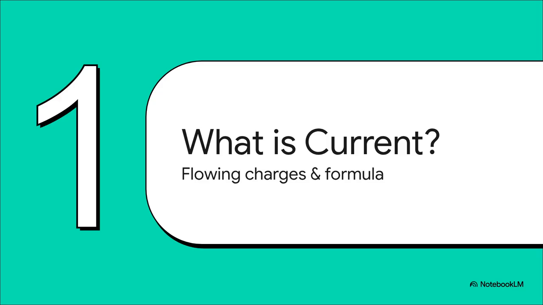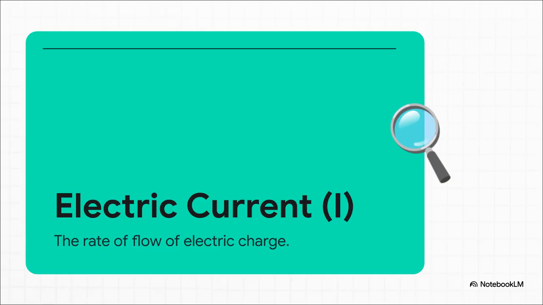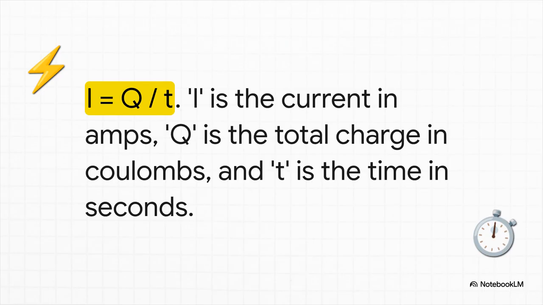At its heart, electricity is really just about one thing: the movement of charge. So the official definition is this. Electric current, and we use the letter I for it, is simply the rate of flow of electric charge. We measure this flow in amperes, or just amps for short, named after the legend himself, André-Marie Ampere. And that definition leads us right to our first super important equation, I equals Q divided by T.